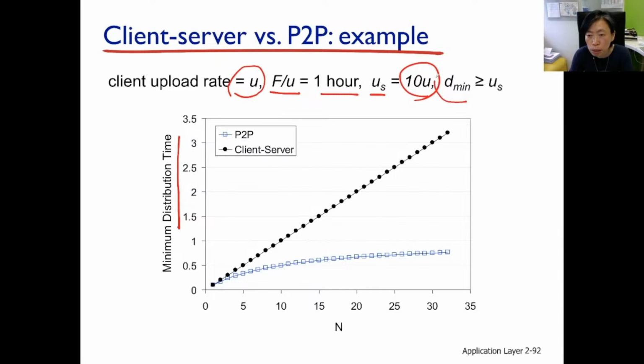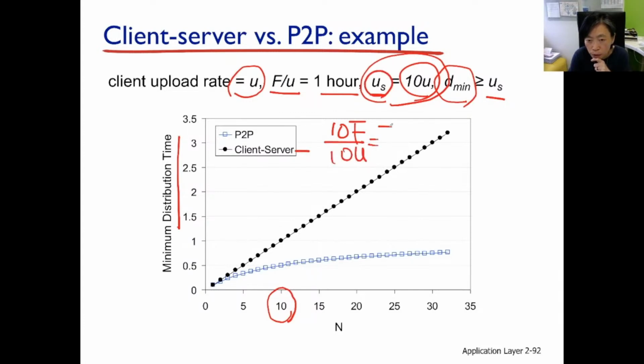And let's assume the downlink capacity of all the clients is just so large, much higher than the server uplink rate. So the bottleneck is actually here, the user uplink. Now, let's assume that there are 10 users. In client server mode, what is the distribution time? So let's see. 10 users, 10 copies of the file, and the uplink capacity of the server is 10u, therefore F over u. And this is 1 hour. So in this case, the distribution time is 1 hour.